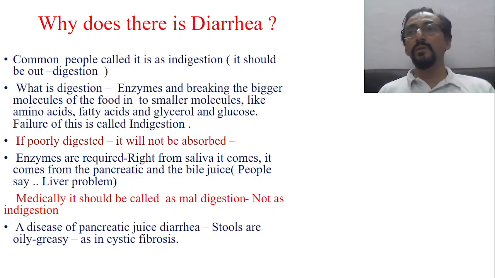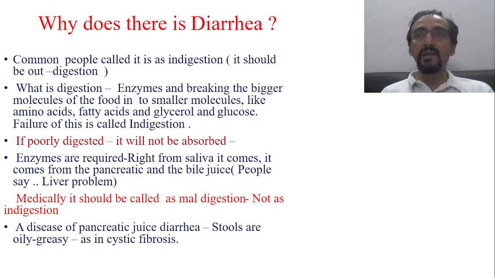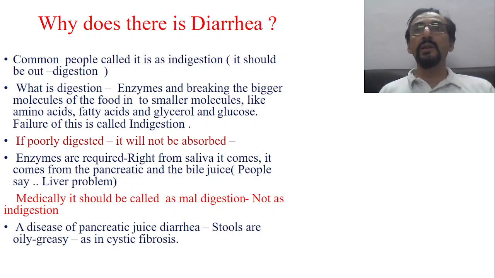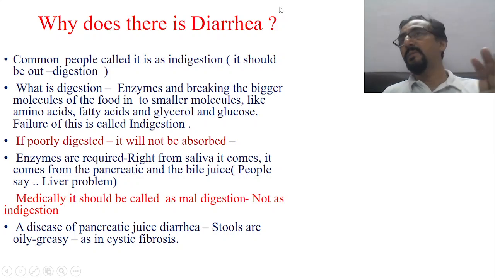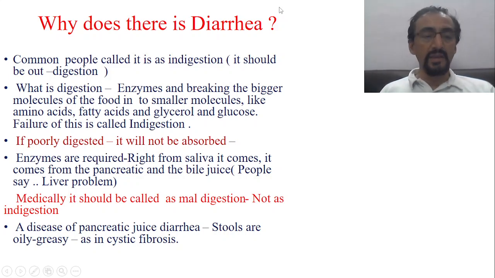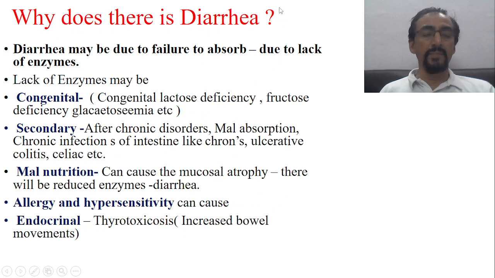Of course, fat is also digested by the pancreatic lipase, which is produced from the pancreatic juice. Pancreatic lipase, which is produced from the pancreas, also plays a vital role in fat digestion. That's the reason in case of cystic fibrosis we will have fat maldigestion. Okay, so these are some of the basic things about this diarrhea. Now let us go further.